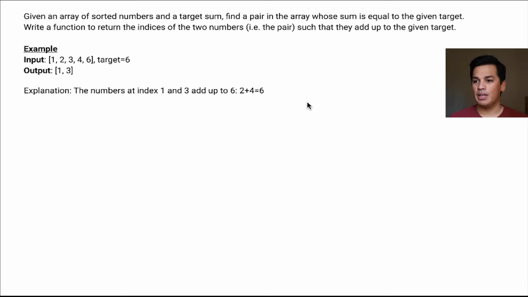Here's our example. Input is an array of 1, 2, 3, 4, 6, and our target is 6. The output for this would be 1 and 3, because the numbers at index 1 and 3, being the numbers 2 and 4, add up to 6.